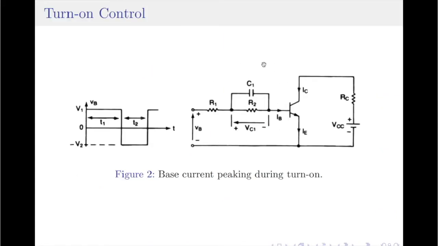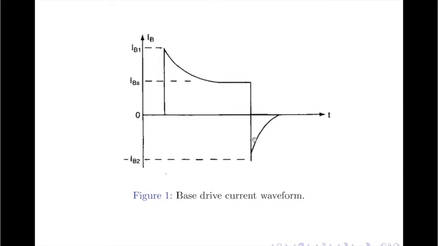Coming back to the circuit diagram, I said that this circuit can also be used for turn off control. Let us understand how that works. When the input voltage is changed from plus V1 volt to minus V2 volt, the capacitor voltage is now added to the input voltage VB, which is equal to minus V2, and therefore a larger negative voltage is seen across the base of the transistor. This causes the base current to peak during the turn off as well, as shown in the diagram here.